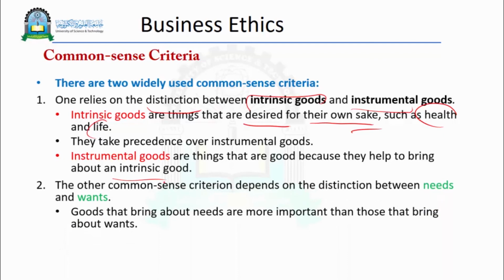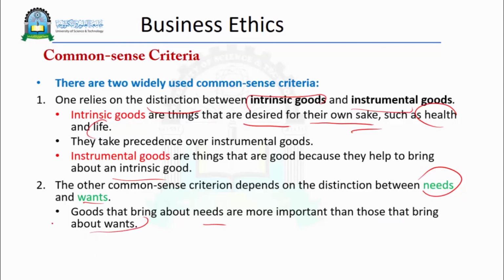So the other common sense criterion depends on the distinction between needs and wants. Now that is something that we can see in the market. So what is considered to be wants may be considered as needs in other markets. Even the use of technologies, products, tools, machineries, appliances can vary from one place to another. Goods that bring about needs are more important than those that bring about wants.